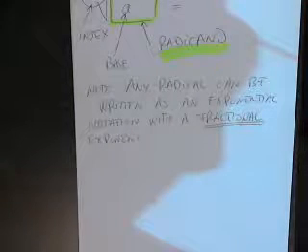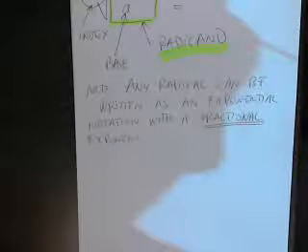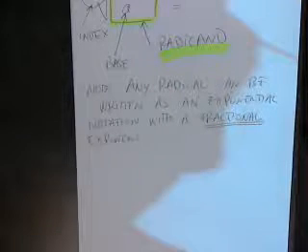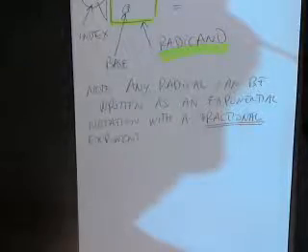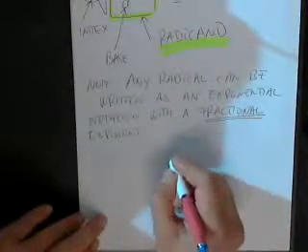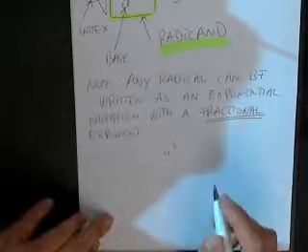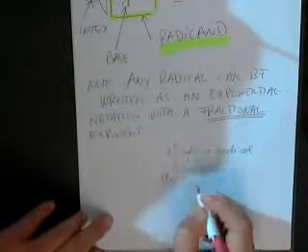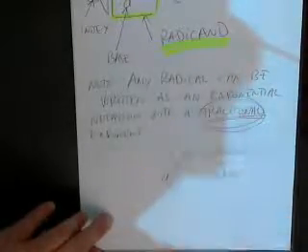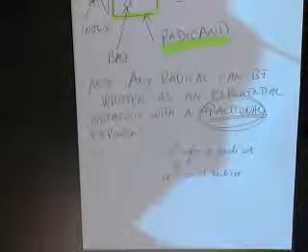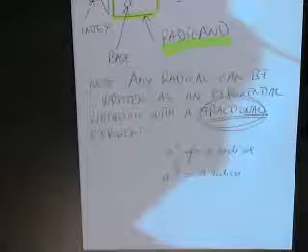Any radical can be written as an exponential notation, but not as just any exponential notation. A specific type, one which has a fractional exponent. So in other words, what I'm saying to you is this. A to the third is not a radical. A to 2/3 is a radical. Because the exponent is a fraction. If the exponent is a fraction, then that is a radical. If the exponent is not a fraction, then that is not a radical.